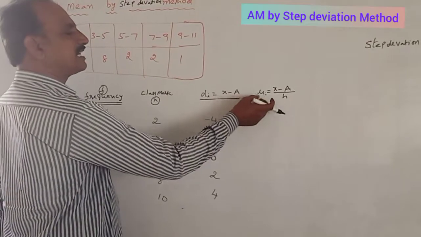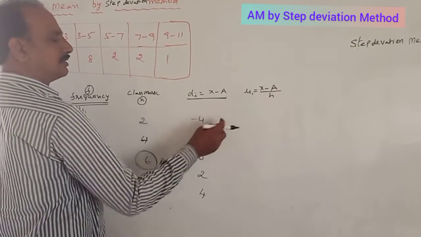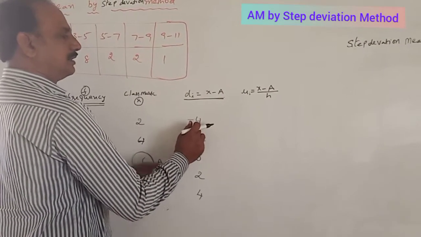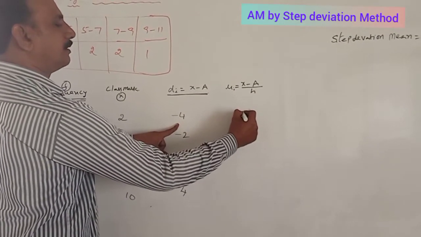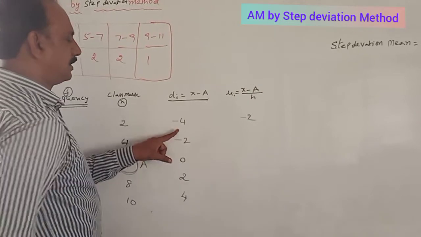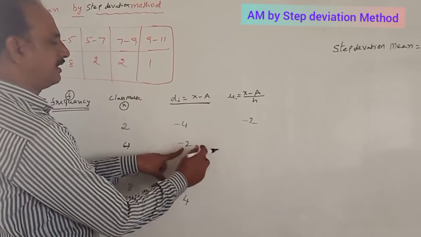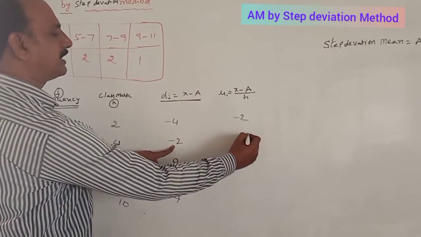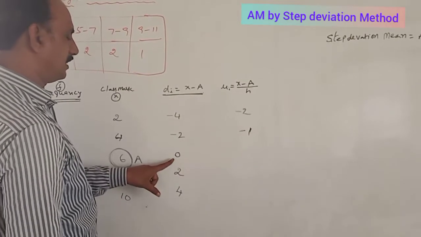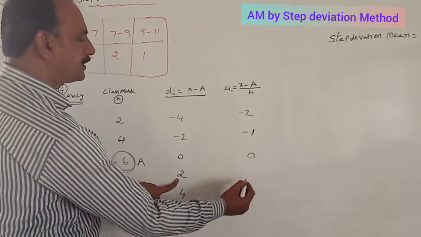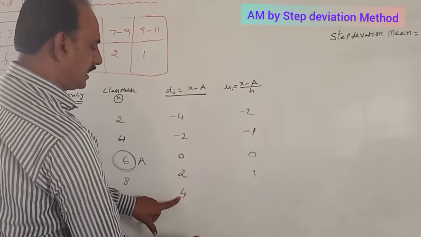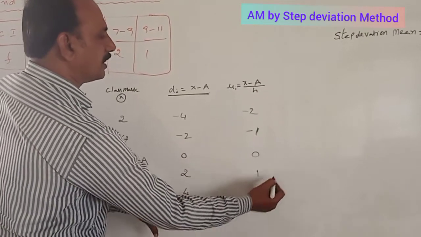So x minus a by h means, with class size 2: minus 4 by 2 equal to minus 2. Next, minus 2 by 2 equal to minus 1. And 0 by 2 equal to 0. 2 by 2 equal to 1. Next, 4 by 2 equal to 2.